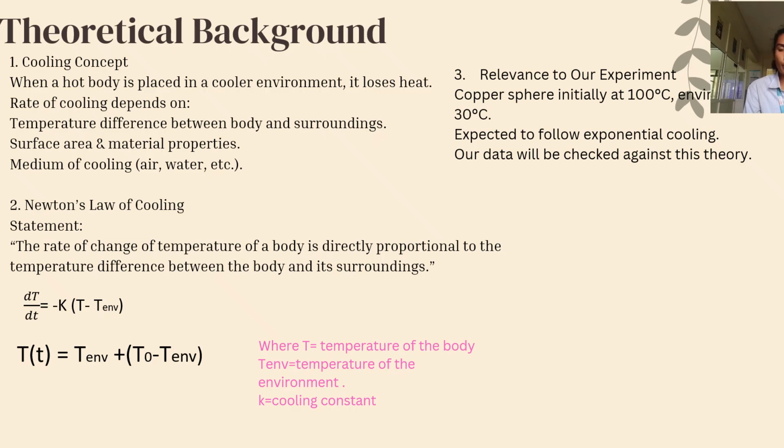In mathematical form, it can be written as dT/dt equals minus k times (T minus T environment). By solving, we get an exponential equation: T(t) equals T environment plus (T naught minus T environment) e raised to minus kt.